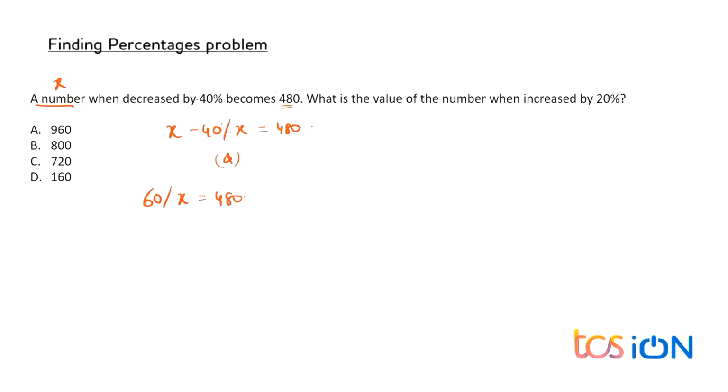So there is no requirement of this step now. No requirement to write that. Now, 6 ones are 6, 6 eights are 48. So 60% of x is equal to 480, so what is the value of x? X divided by 100, so 100 goes to that side and x will become 800.